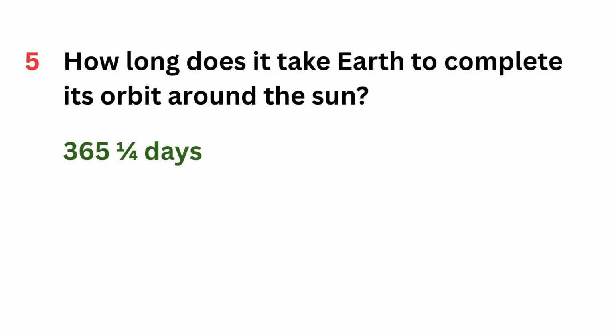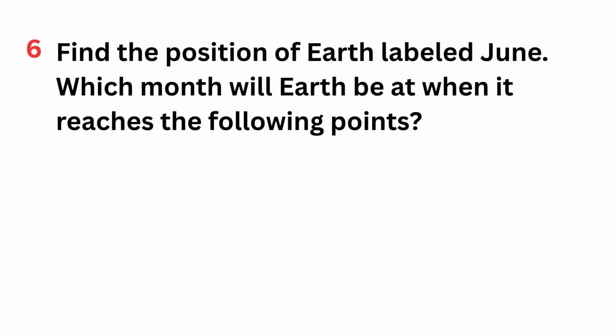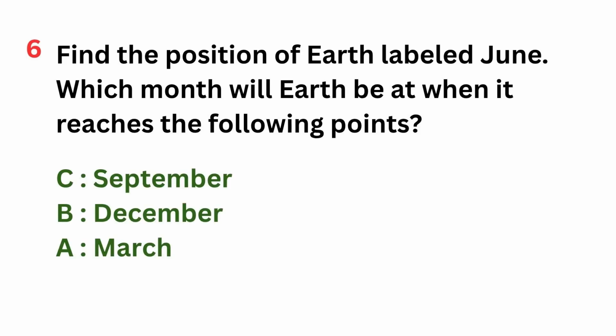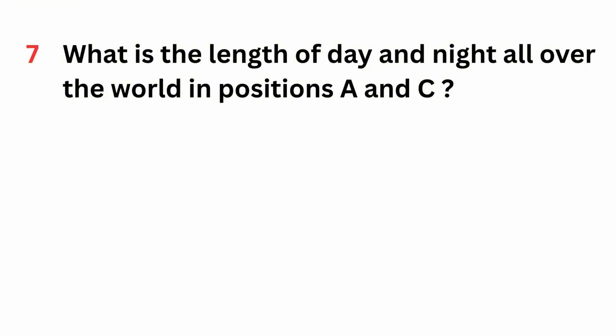Question 5. How long does it take Earth to complete its orbit around the Sun? 365.1 days. Question 6. Find the position of Earth labeled June. Which month will Earth be at when it reaches the following points? C. September. B. December. A. March.